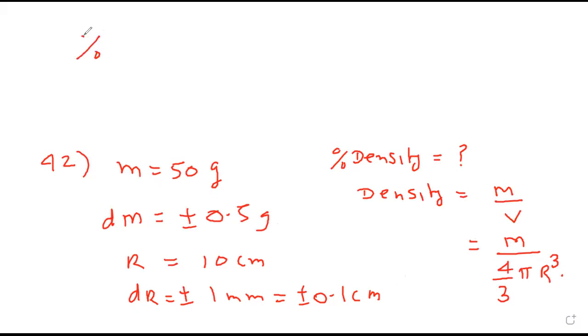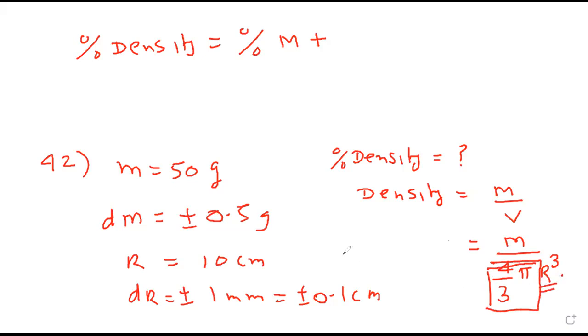So percentage error in density will be percentage error in mass plus, since 4 by 3 pi is constant, there is no error in this. R's power is 3, so it will be 3 times the percentage error in R. Now, the error is not given directly.